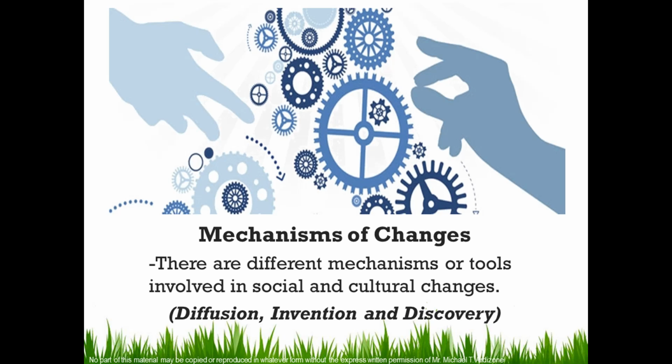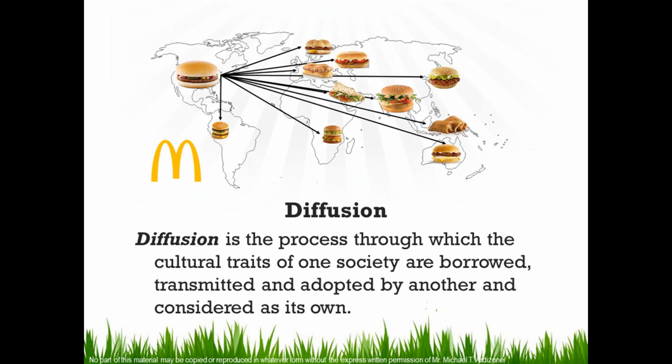Mechanisms of changes. There are different mechanisms or tools involved in social and cultural changes. These are diffusion, invention, and discovery. The first mechanism of changes is called diffusion. Some sociologists have paid particular attention to how the diffusion of innovations within a social system or social organization occurs, as opposed to cultural diffusion across different groups.